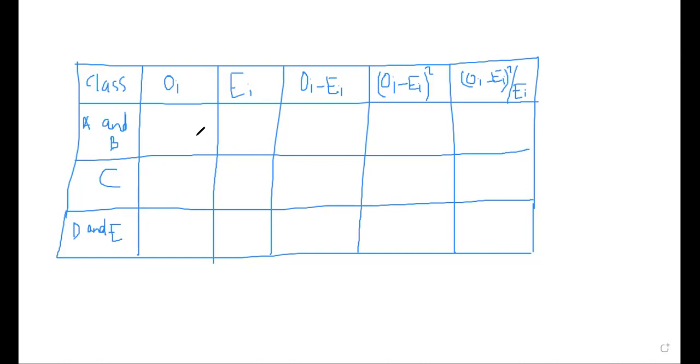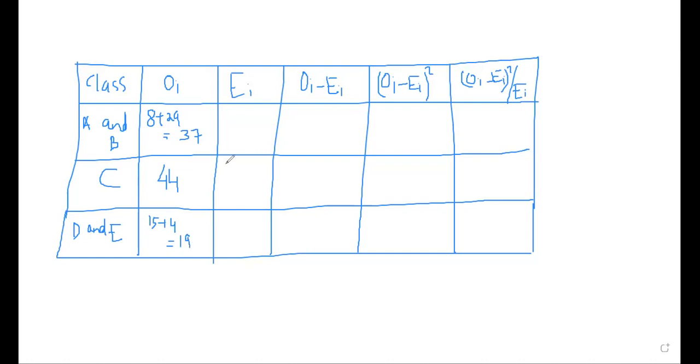What is the observed frequency? For A and B, the observed frequencies are 8 and 29, so you have to add 8 plus 29, that is equal to 37. That is the first observed frequency. Then C, there is no change, I will write 44. Then D and E, that is 15 and 4, you have to add 15 plus 4, that is equal to 19.